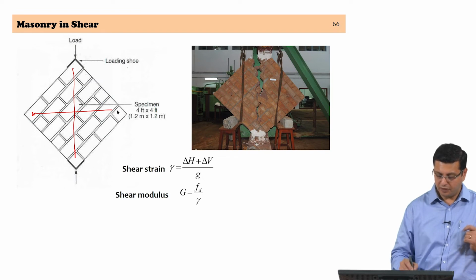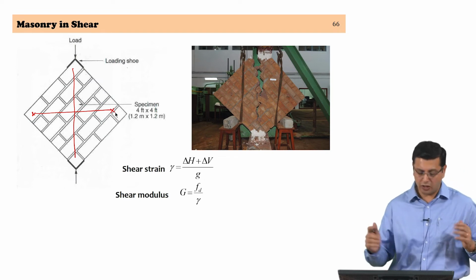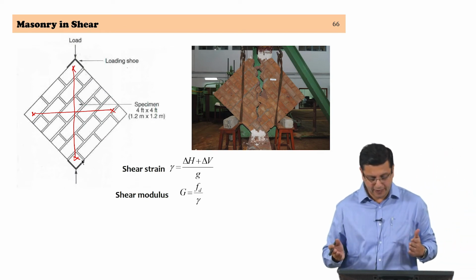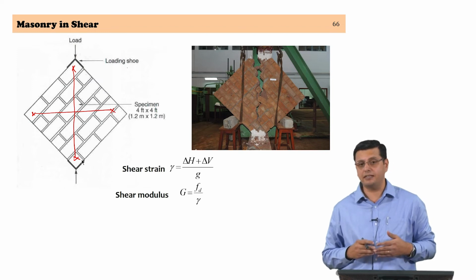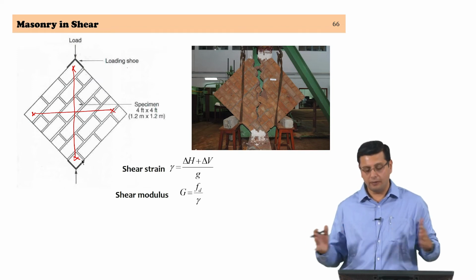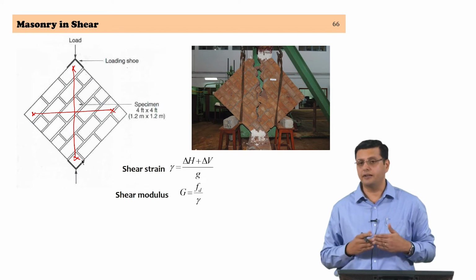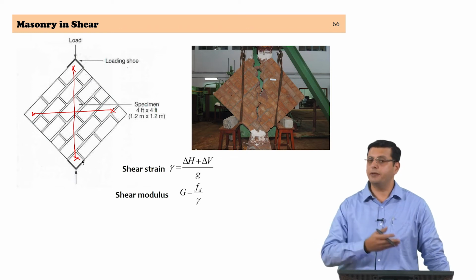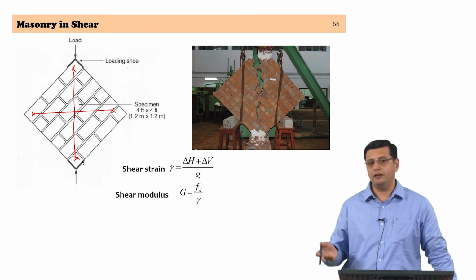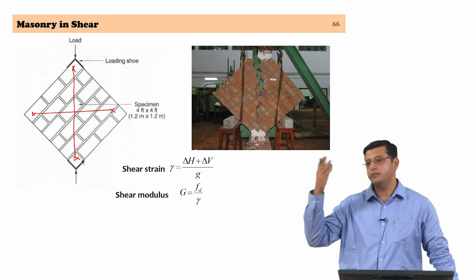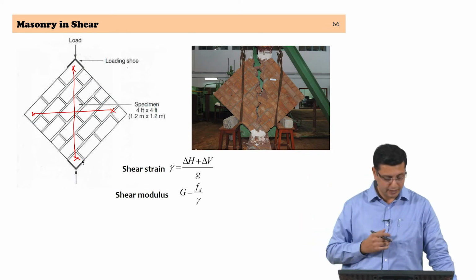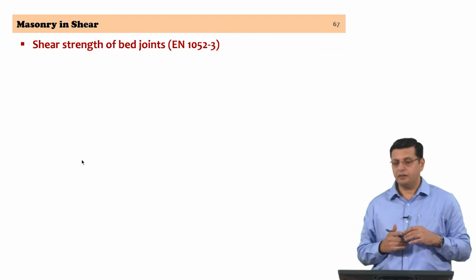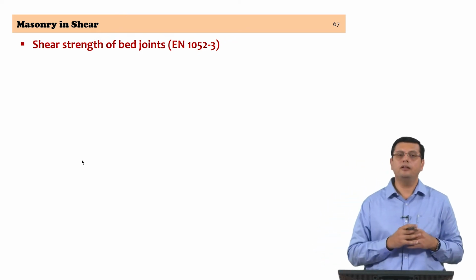You measure the deformation in the horizontal direction, deformation in the vertical direction, and with the fixed gauge lengths that you are looking at, the shear strain can be estimated as the difference in the length in the horizontal direction, the length in the vertical direction divided by the gauge length, from which with the estimate of the shear stress and the estimate of the shear strain, you can get an estimate of the shear modulus from the different stages of the testing itself.